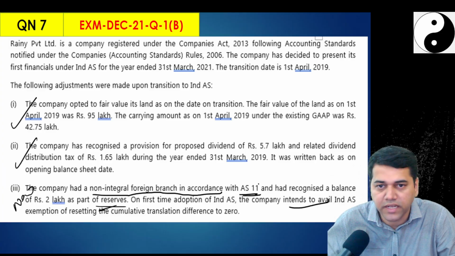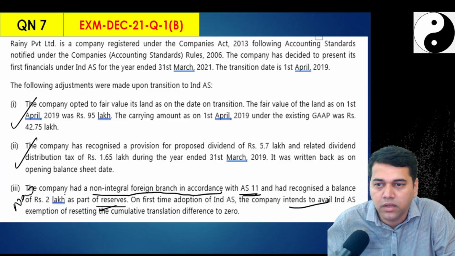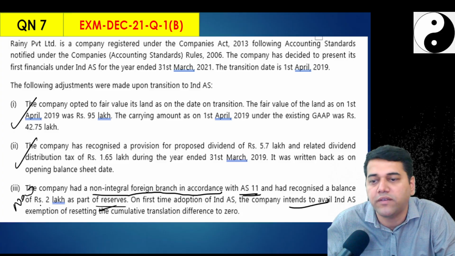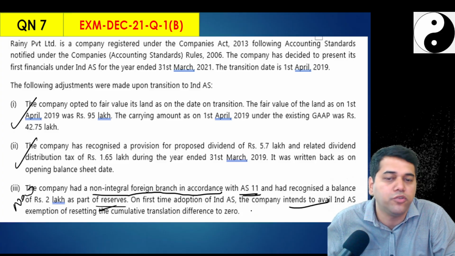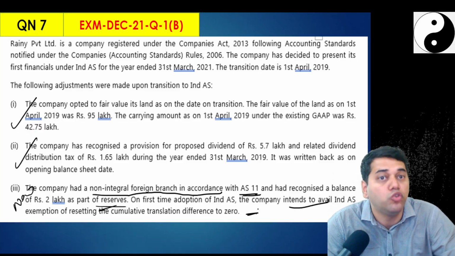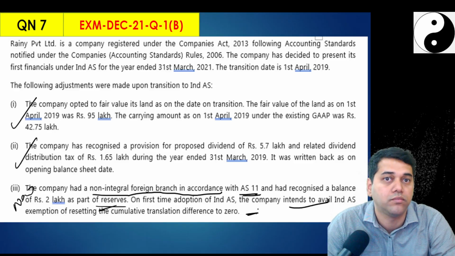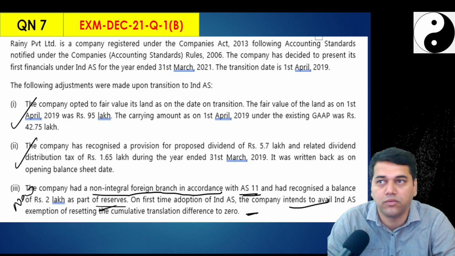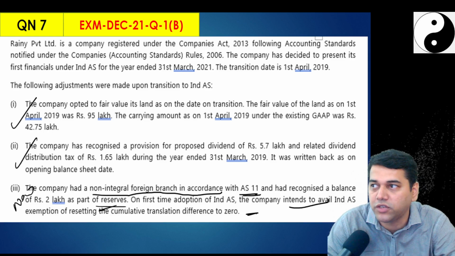So 910 is the, okay, one minute. As part of the reserve, yeah, we'll see that. Now, on first time adoption, the company intends to avail the exemption, resetting the cumulative to 0. One part is clear: they don't want to show it anymore. So they should transfer it to the retained earnings. Simple. Whatever balances are there, they should transfer to the retained earnings.